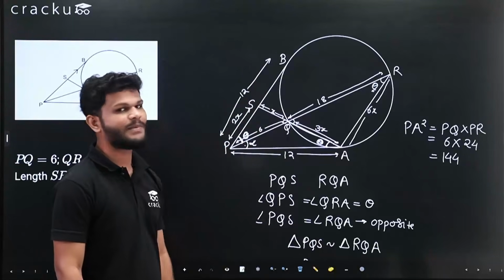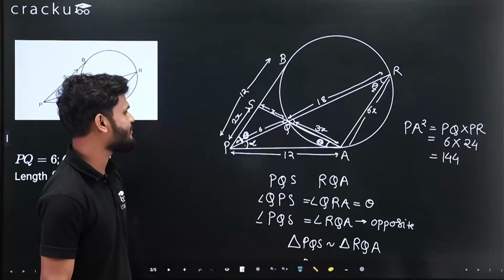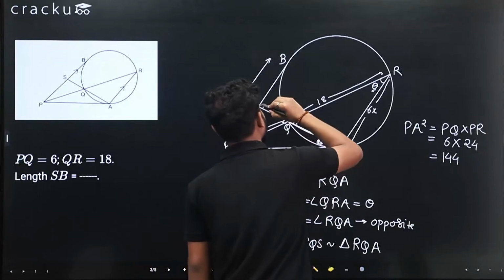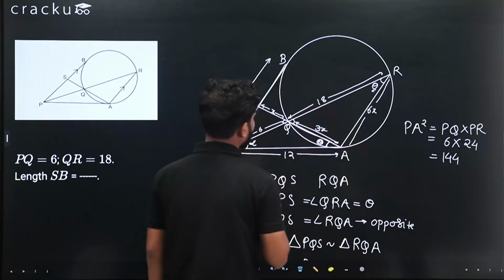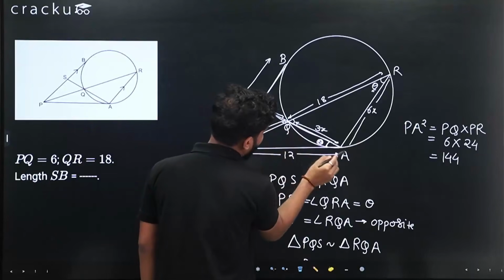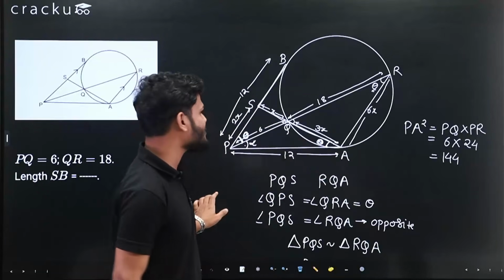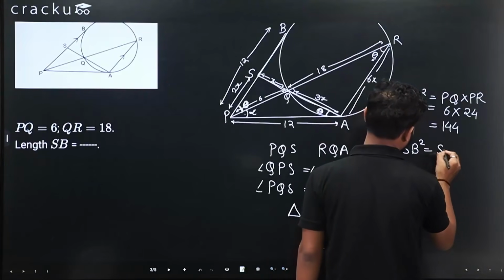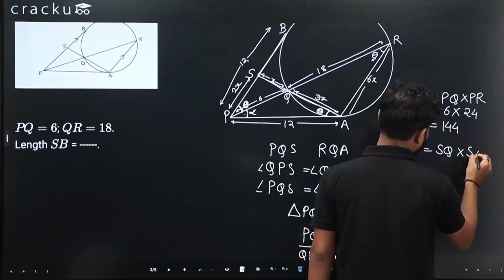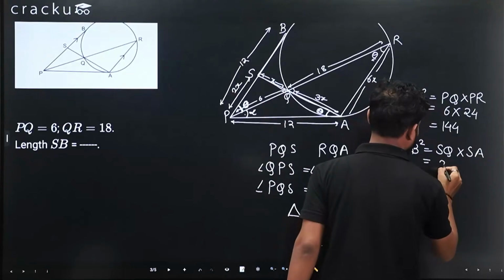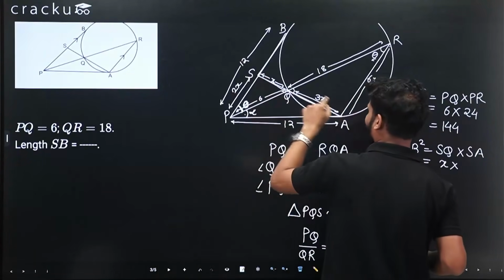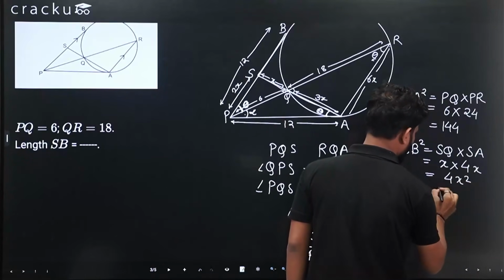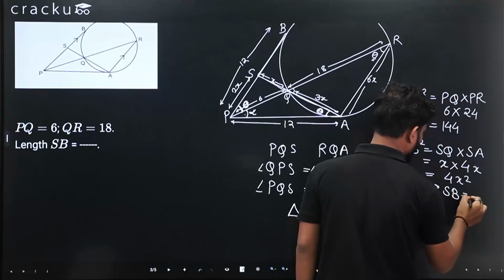Now you still need to find SB. How to proceed to SB? If you see from this point S, SB is a tangent and SQA is a secant. So again you can use the tangent secant theorem. SB square is equal to SQ into SA. SQ is x. SA is x plus 3x, so 4x. So this is 4x square. From here, SB becomes 2x.